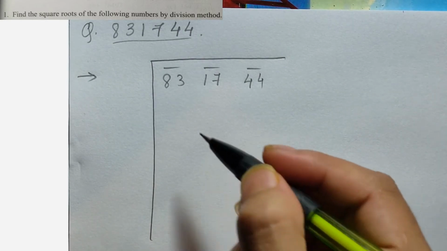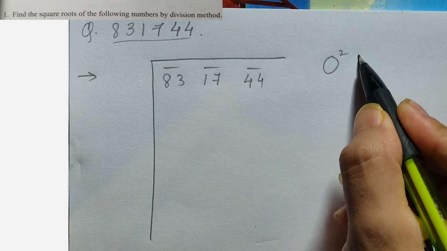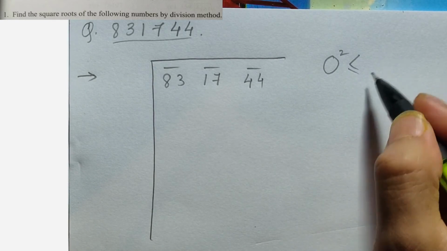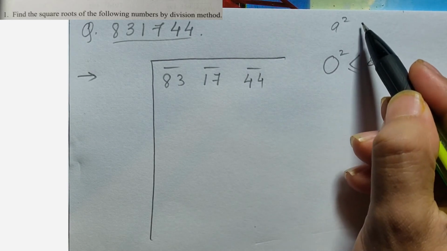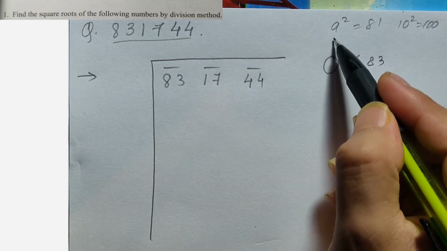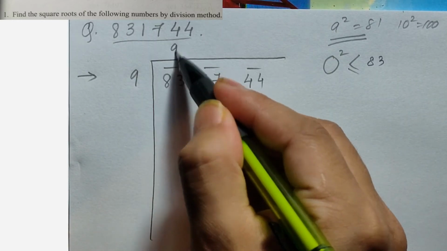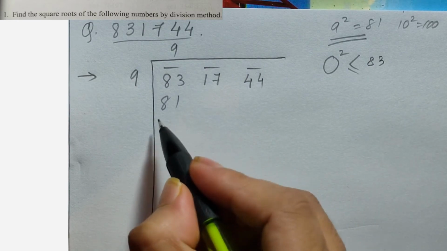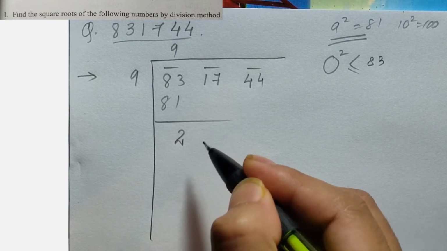If we need, we can extend this line. Now we need to find the square of some number such that it is less than or equal to 83. We know that 9 squared is 81 and 10 squared is 100. So our best option will be 9, so we can take 9. Now 9 9s are 81. Then the next step is to subtract, so 83 minus 81 is 2.